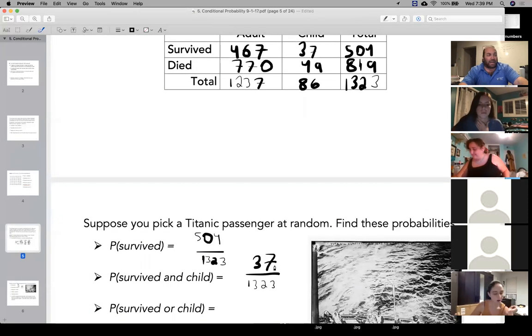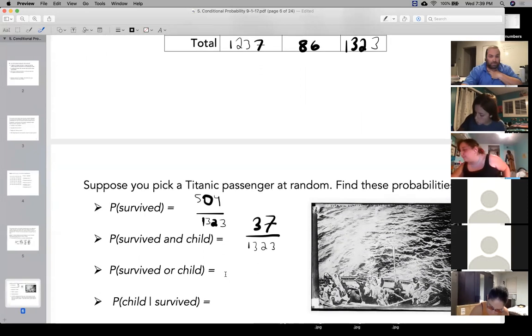37. How about survived or a child? This one's a little tougher. Survived or a child. So first, what's my denominator going to be? Always my denominator first. 1323. I'm still looking at everyone. There's no conditional yet, so I'm considering everyone.